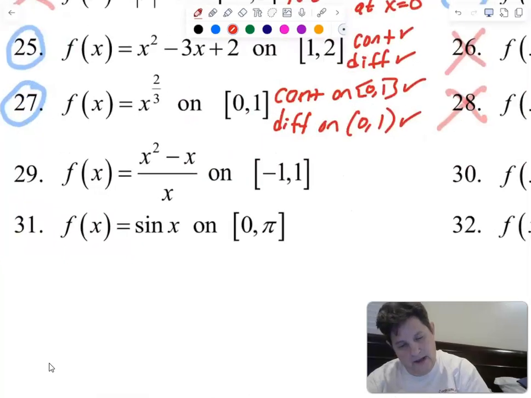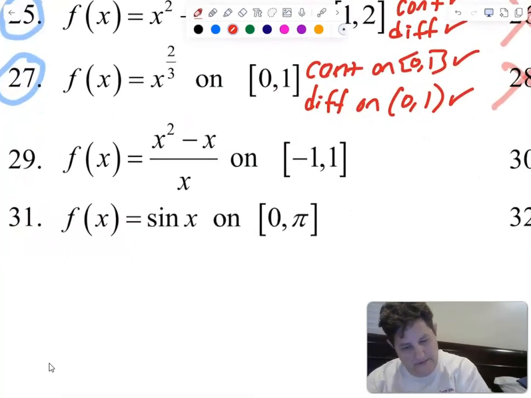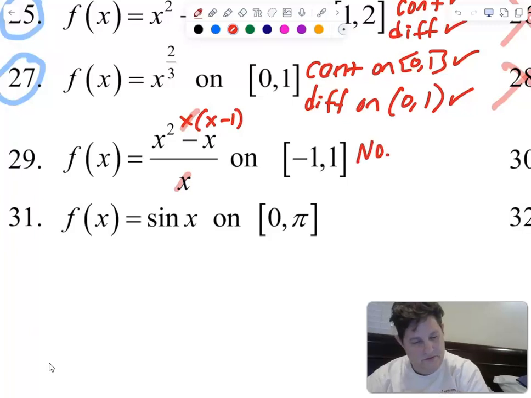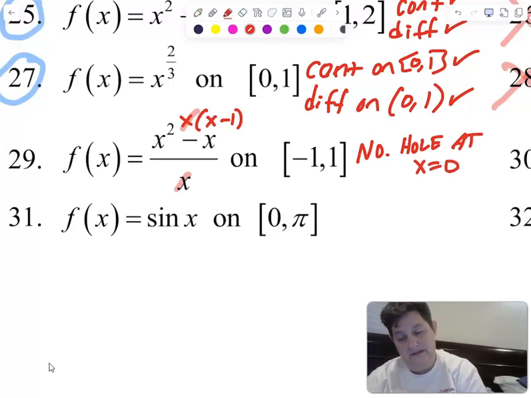All right. What about number 29? Something is going on when x is 0. You guys know what's going on right there. If I factored out x, it cancels out, but it still has something when x is 0. This actually has a hole at 0. So we're not going to be able to do it because there is a hole at 0, which is in my interval, which makes this not continuous.